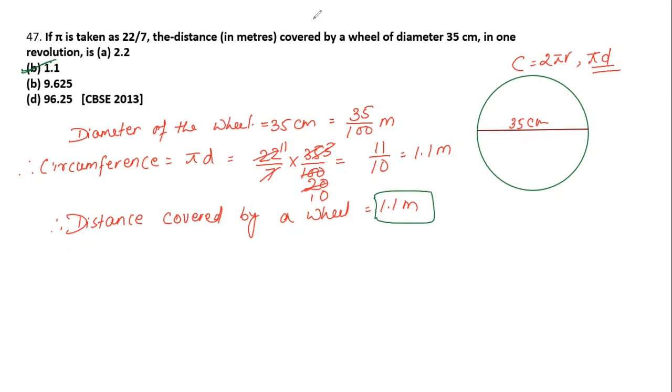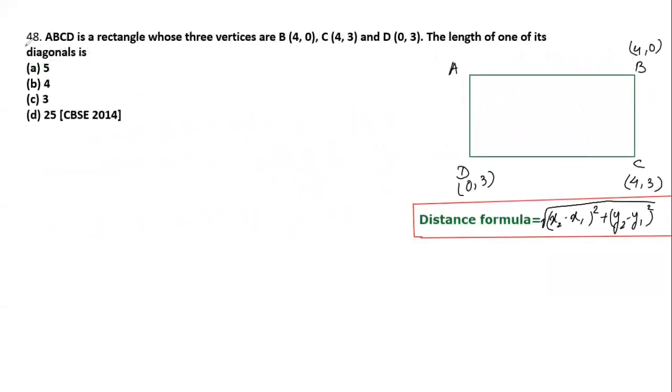Next question, question number 48. ABCD is a rectangle whose three vertices are B(4,0), C(4,3), and D(0,3). A is not given. Find the length of one of its diagonals. So let's join BD, because we have the points of B and D. We don't have the points of A. Both diagonals are the same, so we will find out BD.